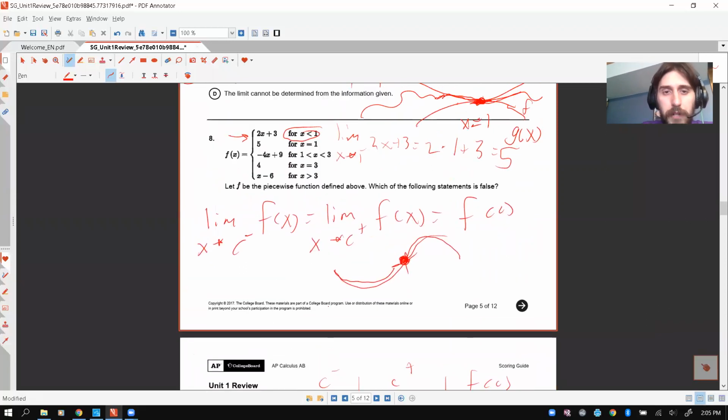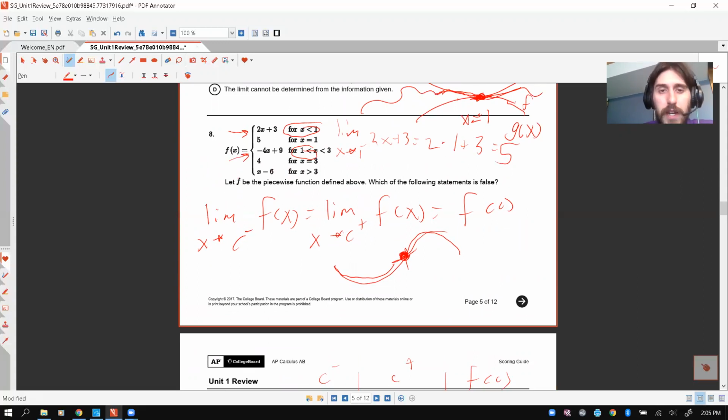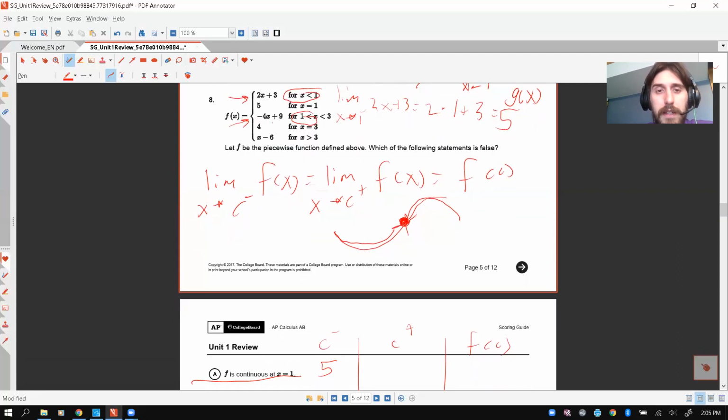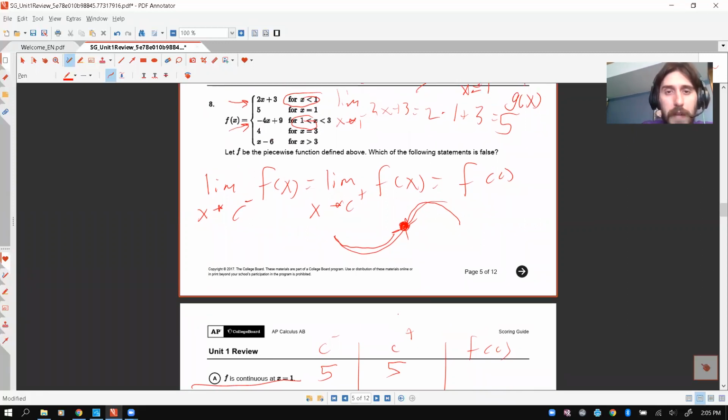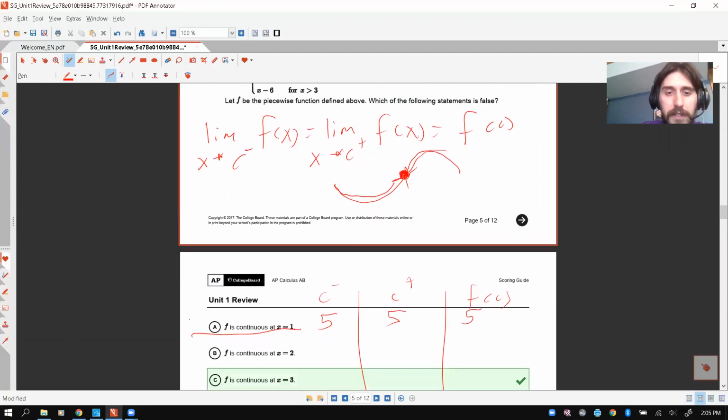The limit as we approach from the right is going to be determined for values where x is greater than 1, which means we're going to use this third one. And again, you could just use direct substitution. If you plug in here, negative 4 times 1 is negative 4, plus 9 is 5. And then the actual value at 1 is 5 as well. So it is true. It is continuous at x equals 1.